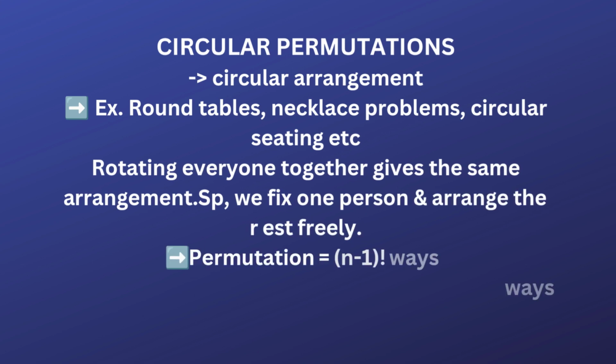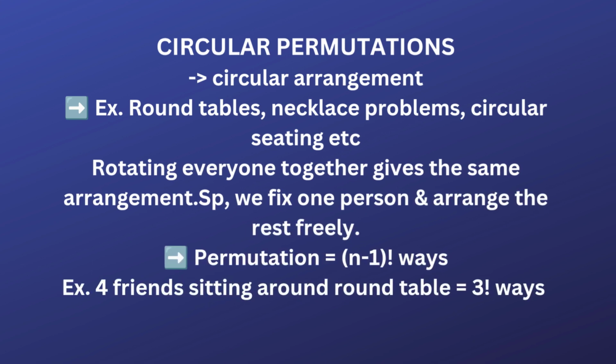Next is circular permutation. When we arrange people in a straight line, every new position creates a new arrangement. So the total ways is factorial n. But in a circle, something special happens. If we rotate the whole circle, the arrangement looks exactly the same. Example, if four friends are sitting around a round table, and everyone shifts one seat to the left or right, it still looks like the same circle because everyone's relative positions stay the same.